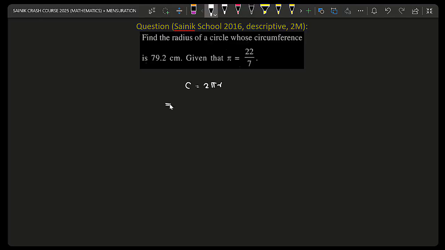Now circumference, how much is given? 79.2. Okay. Pi value, what can we use? Sir, 22 by 7. And radius we need to find. So to find the value of r, we transpose the other things to the left side, right? So radius is equal to 79.2 into 2 transposed to the left side. Sir, divide. 22 by 7 transposed to the left side, sir, 7 by 22. Yes. Now simplify this.